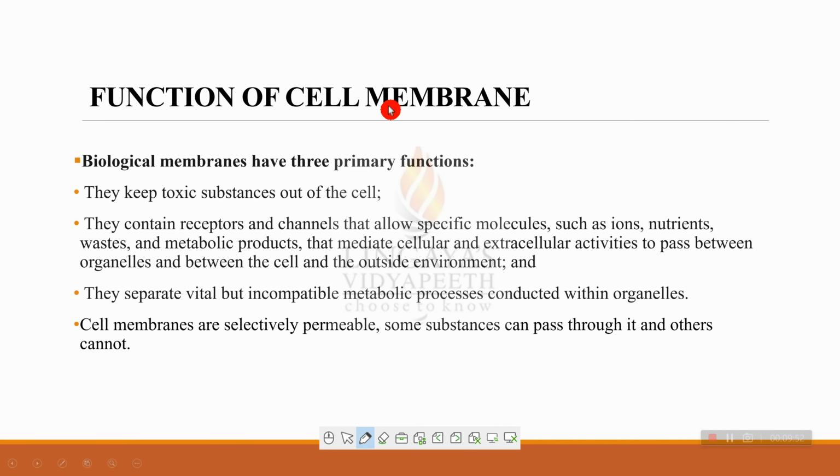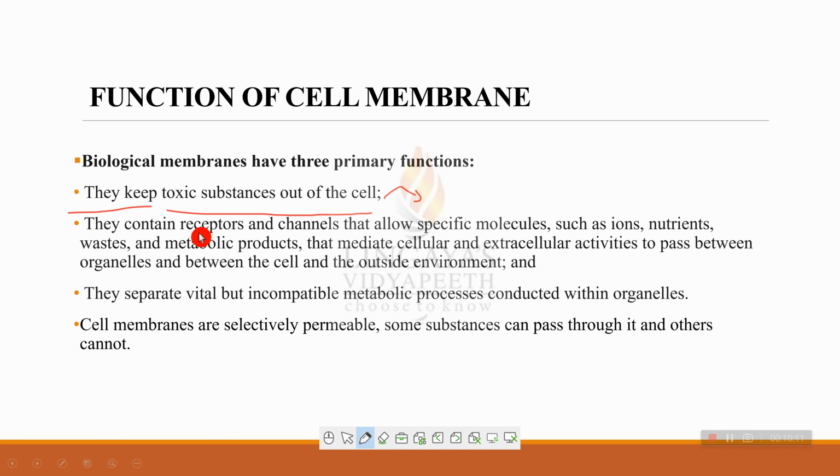Moving on. Now talking about the different functions that the cell membrane performs. It has three primary functions. Number one, it keeps toxic substances out of the cell. It does not allow toxic substances to enter inside the cell because it is semi-permeable in nature.